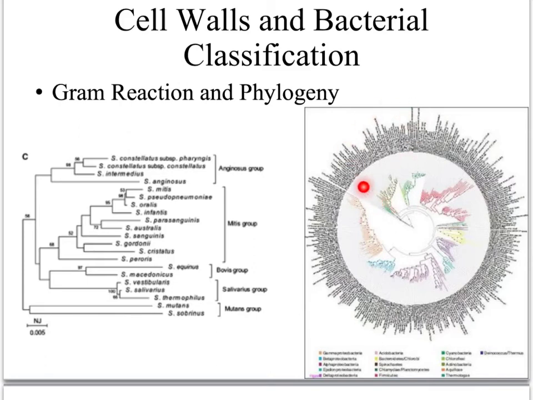So all of these guys are gram positives, all of these guys are gram negatives. The point here is that gram reaction and cell wall, even though they are phenotypes, are very closely inherited and organized by phylogeny. Something like cell shape, that is not the case for. There are cocci and rods and spirilla-shaped bacteria all over this tree of life. But gram reaction and cell wall chemistry, very clear division.